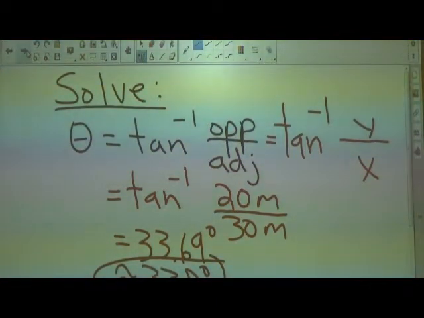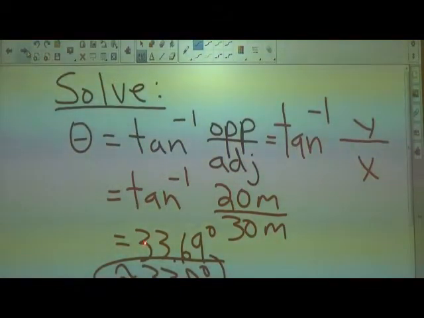So to solve it, let's plug it in. The angle is inverse tangent of opposite over adjacent. So the inverse tangent, we just determined that the opposite is y, the adjacent is x. So let's plug in those values. Inverse tangent is 20 meters divided by 30 meters. Plug that into your calculator, see what you come up with.